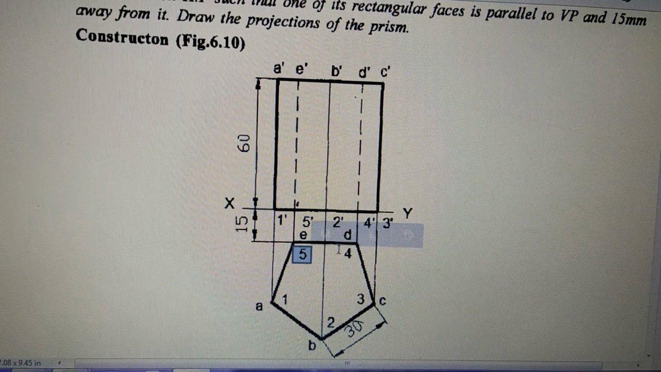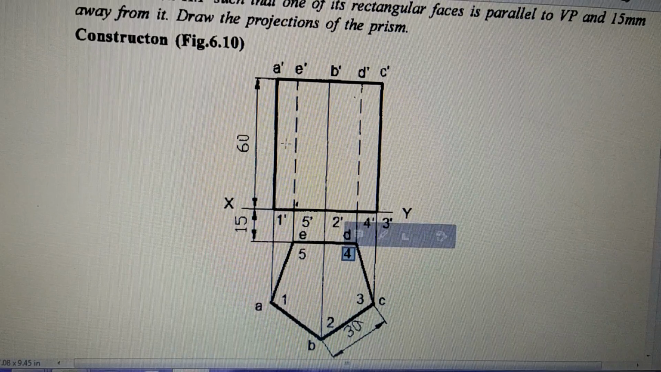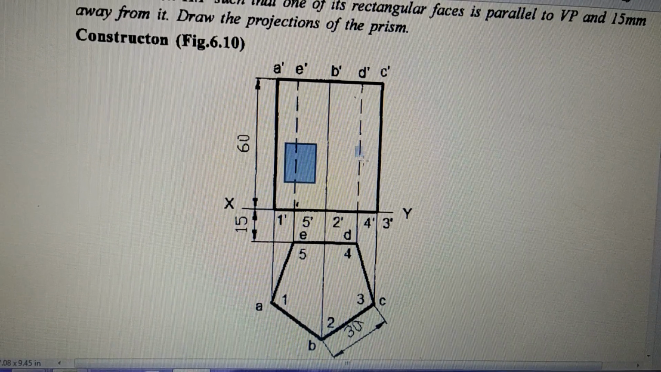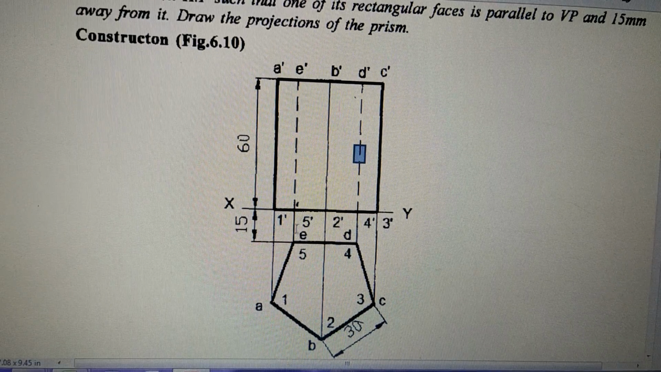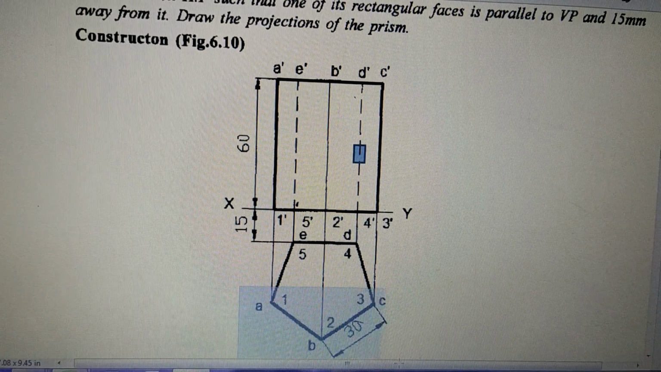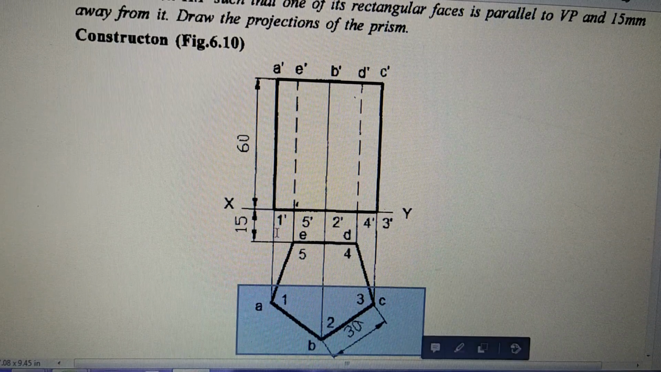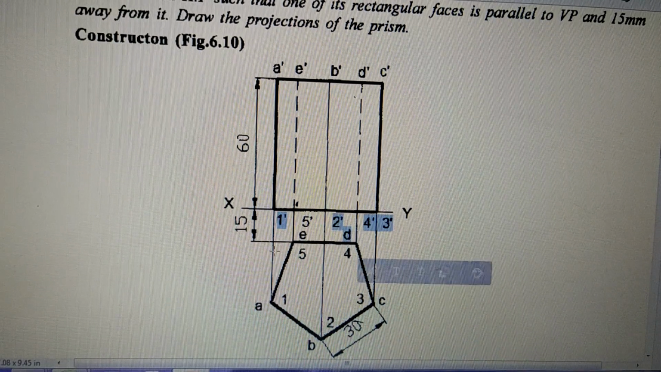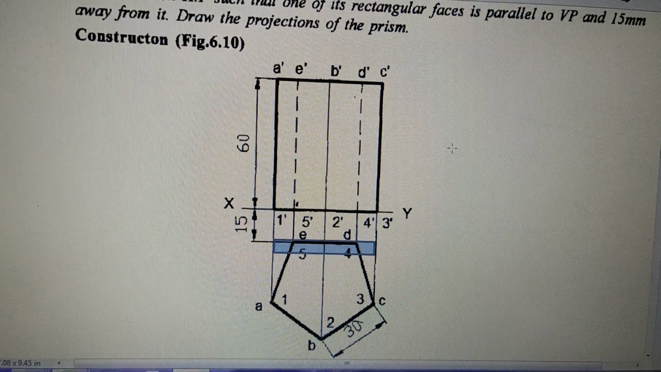and the edge at 4, these two are drawn as dotted lines here, because they are not seen. When you see from the front, they are going behind. These A, B and C edges you can see, but 4 and 5, these edges are behind, therefore they are not seen, therefore they are dotted.